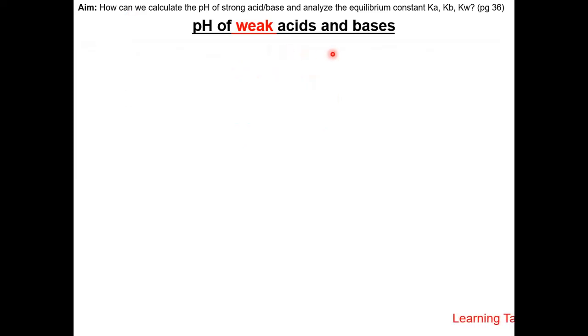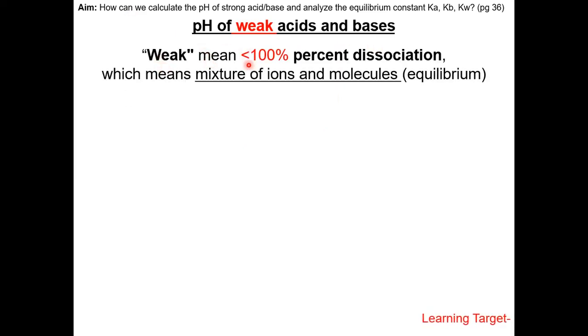For weak acids and weak bases, weak means less than 100% dissociation. So when a weak acid and weak base are in solution, they do not ionize completely, which means there's a mixture of ions and molecules in equilibrium.